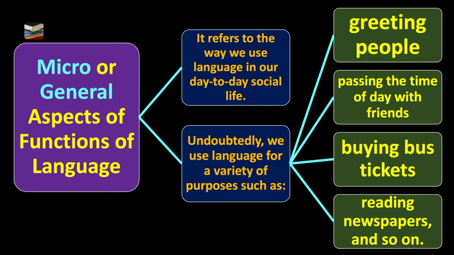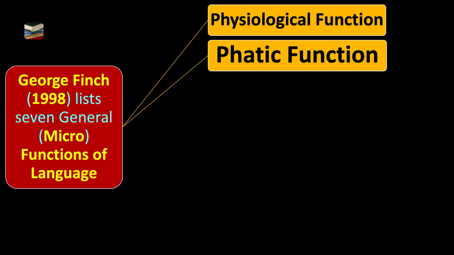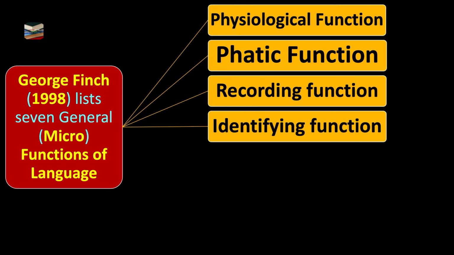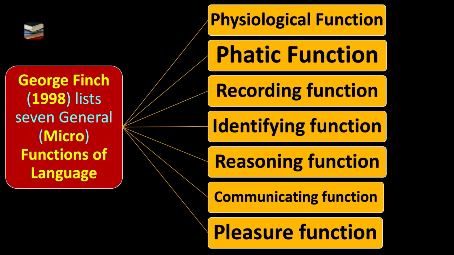Likewise, reading newspapers, books, a lot of things, a lot of activities we do in our day-to-day life with the help of language. And all these aspects may be known as the micro aspects of the functions of language. And you know, George Finch, 1998, lists seven general micro functions of language in a very beautiful manner, and they are very comprehensive. The first one is physiological function, next fatigue function, recording function, identifying function, reasoning function, communicating function, and pleasure function. In this lecture, I'm not going to talk about each function in detail, but later I will take up all of these functions in detail.